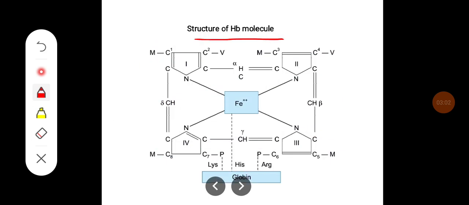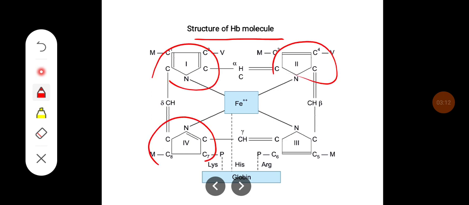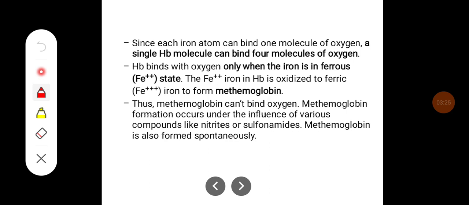This is a structure of the molecule. You can see the four heme groups, which are attached to the iron in the center, which is attached to the globin. Since each iron atom can bind to one molecule of oxygen, a single hemoglobin molecule can bind four molecules of oxygen. The hemoglobin binds with oxygen only when iron is in ferrous state.